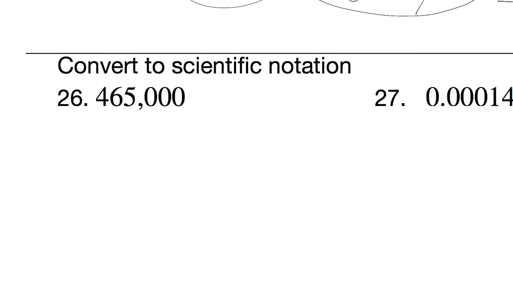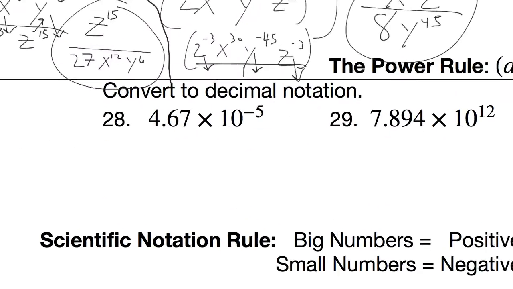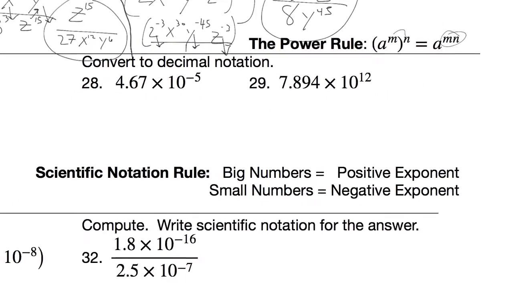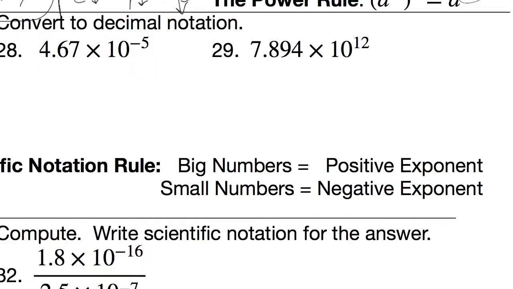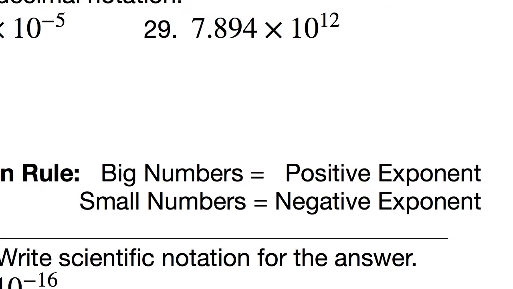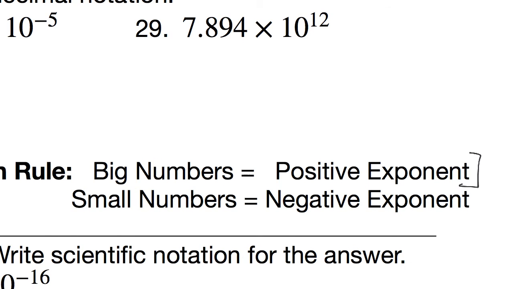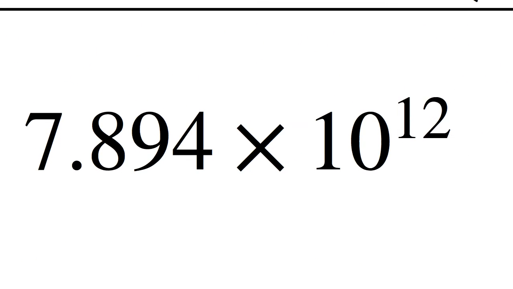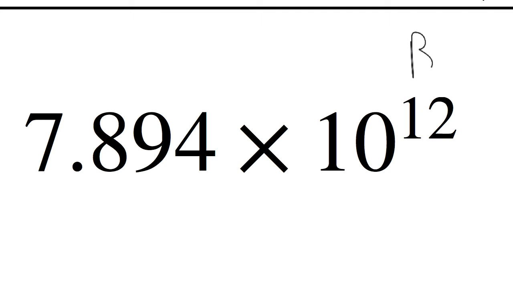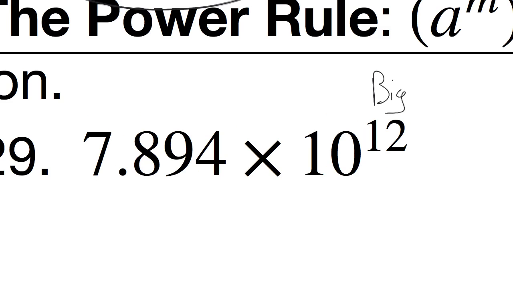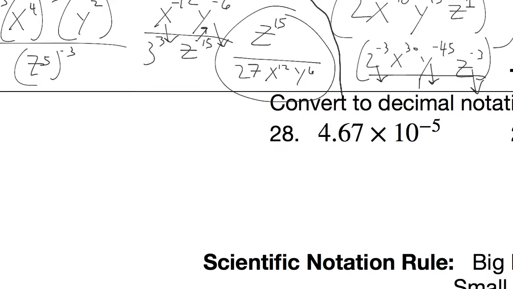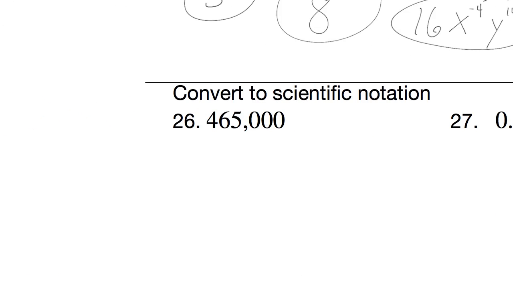Convert to scientific notation. Scientific notation looks like this. It's really good in science when we have to talk about really large numbers or really small numbers. And the thing you need to remember is that big numbers have a positive exponent, small numbers have a negative exponent. So I can just look at this positive exponent here and see that this is going to be a big number. Really big, like the number of miles between the Earth and the Sun, or the number of stars in the galaxy.